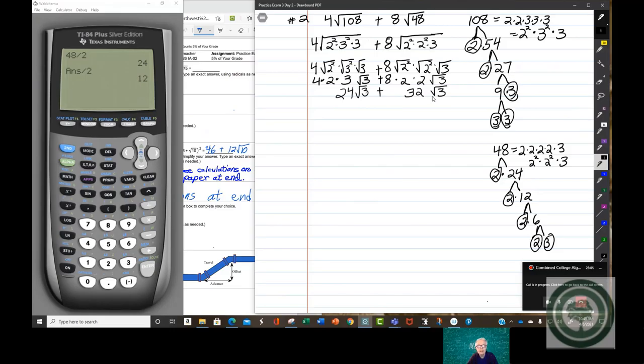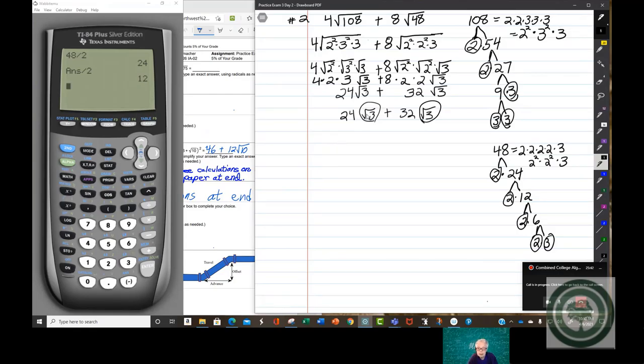Notice now that our radicals are both square roots and they both have exactly the same number under the radical. That is, they have exactly the same radicand. That means they're like radicals, and that means we can add 24 square roots of 3 to 32 square roots of 3, and we end up with 24 plus 32 times the square root of 3.